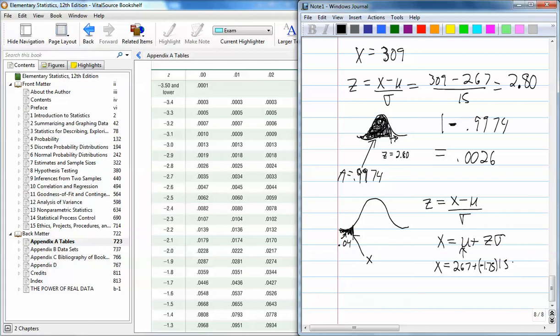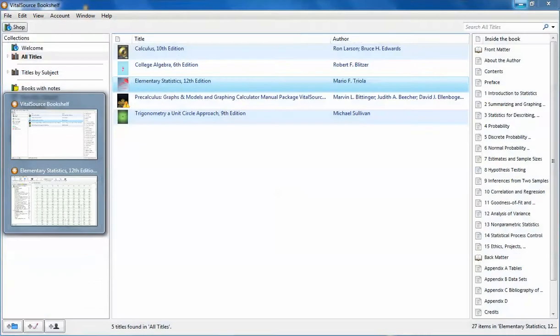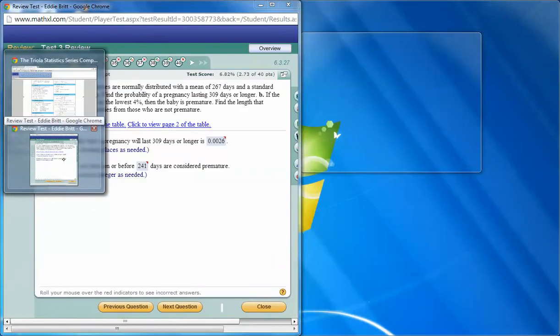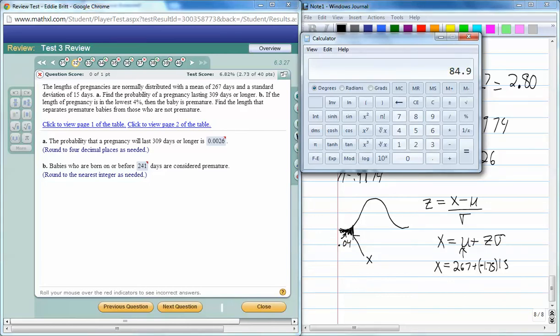If we work that out, that's going to give us the length of pregnancy that would separate when a baby is premature or not premature, according to this study anyway. Okay, so we need a calculator to do that. So it's 267 plus, I'm going to put this in parentheses to be safe, parentheses negative 1.75 times 15, close parentheses, equals 240.75.